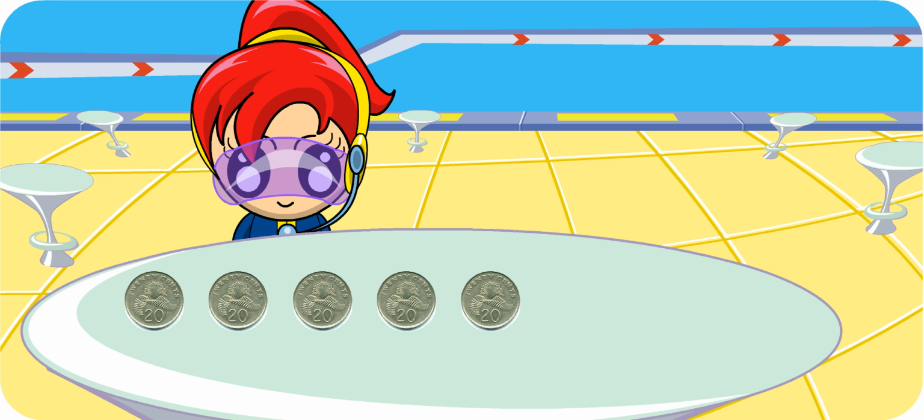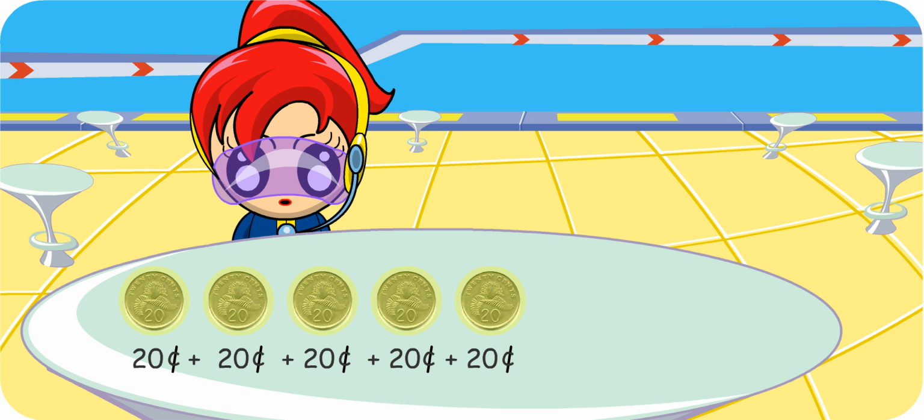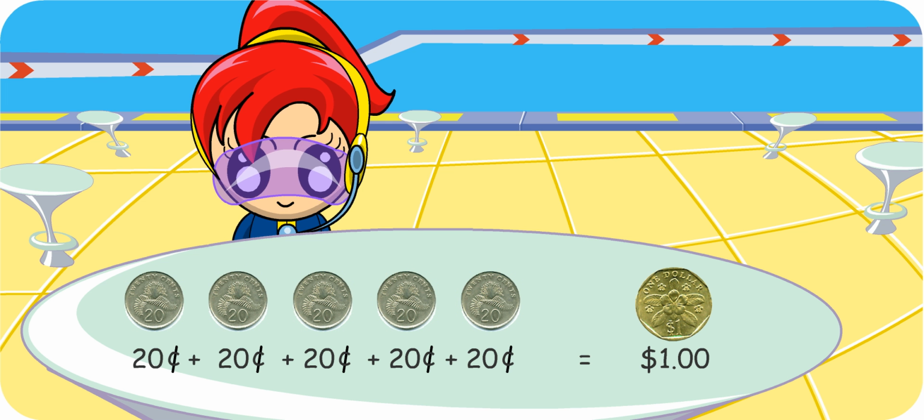Look, Turbo Girl, I have 5 20-cent coins. Can you tell me how much I have in total? 5 20-cent coins? Well, simple. All we have to do is add them up. 20 plus 20 plus 20. Do this 5 times and we'll get the answer $1.